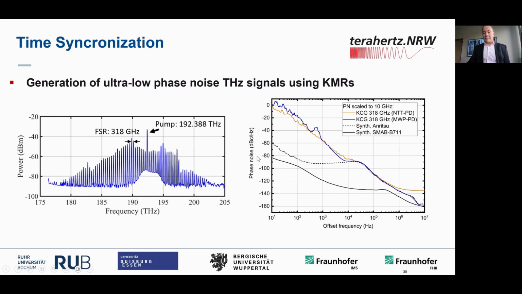At the lower offset frequencies, you see a higher phase noise. This is because we have not yet implemented a PLL, which is the next step in order to also reduce the phase noise close to the carrier, so at lower offset frequencies. But again, at the high offset frequencies, we already reach the performance of, let's say, world-leading instrumentation on the market.